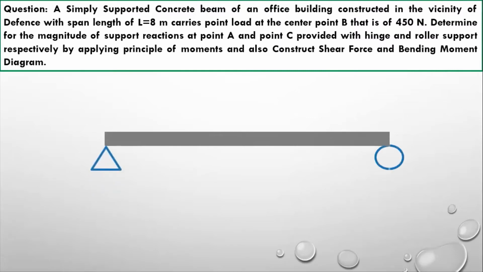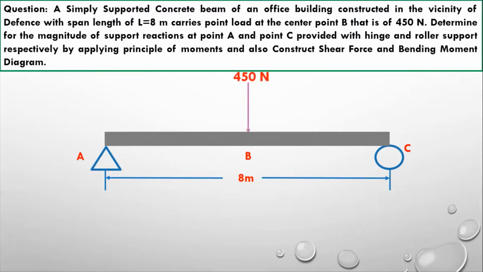There is a hinge support at point A and a roller support at C. The length of the span of the beam is 8 meters. This is A, this one is B, and C. Why is it B? Because the load is at the center and it is a point load of 450 Newton. If the load is lying at the center of the beam, it means that AB is 4 meters and BC is 4 meters. So the beam is equally divided into two lengths, AB is 4 meters and BC is also 4 meters.